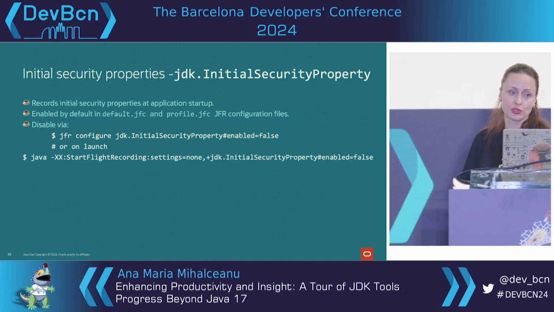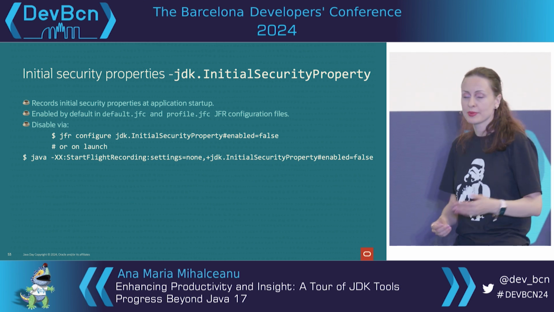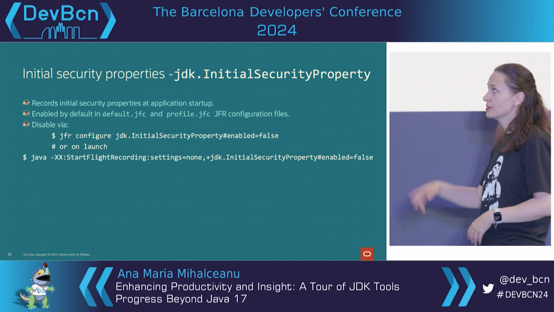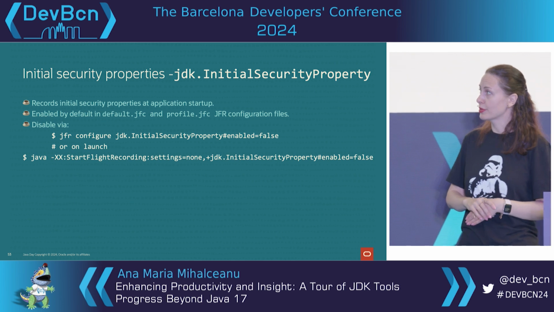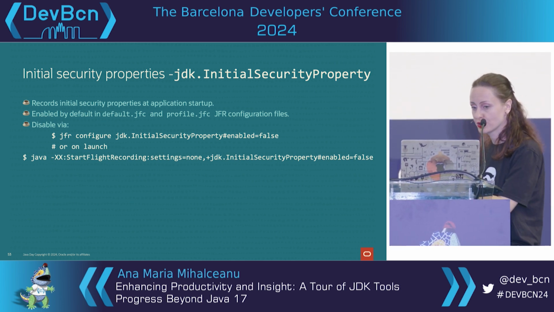The way to do that, well, it comes enabled by default, but if you need to disable it, you can use jfr configure, like in the example here, or you can disable it when you're launching your recording, when launching your Java application.